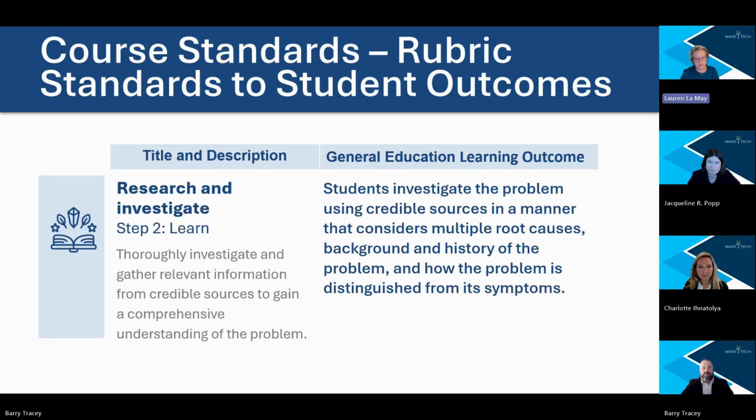In step 2, learn, the general education learning outcome for research and investigate, students investigate the problem using credible sources, considering root causes and history of the problem, and how the problem is distinguished. In my theater production review paper, students utilize reviews of past productions by professional drama critics for the research component. Learning where to find sources and how to use them may be a new skill for our students. So don't forget, you can utilize the skilled staff at the Wake Tech libraries to guide your students' research as well.